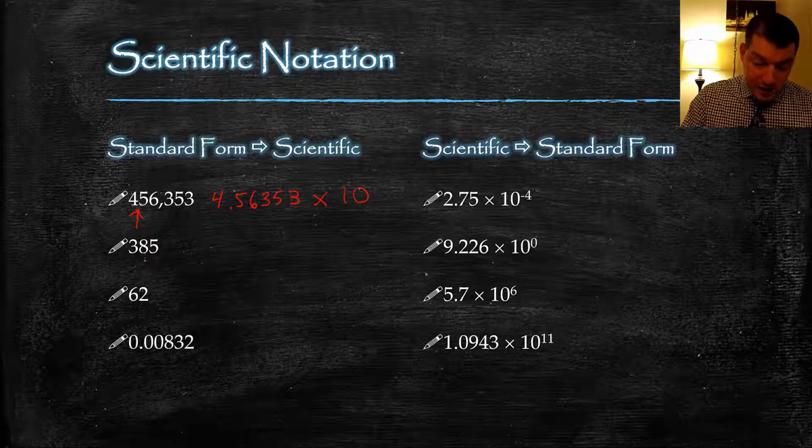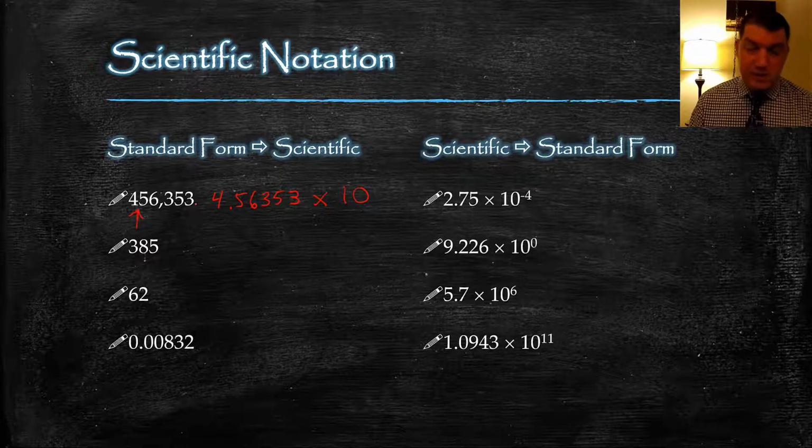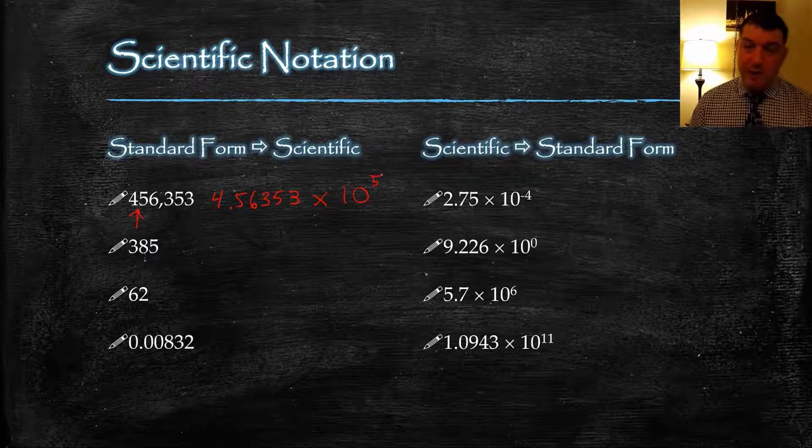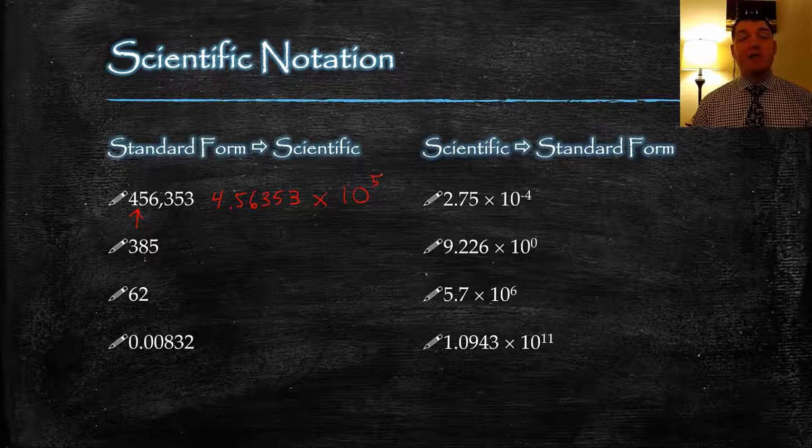So now I can see, to get the decimal place back, 1, 2, 3, 4, 5 places, I would need an exponent of 5. And that's how this number is written in scientific notation.